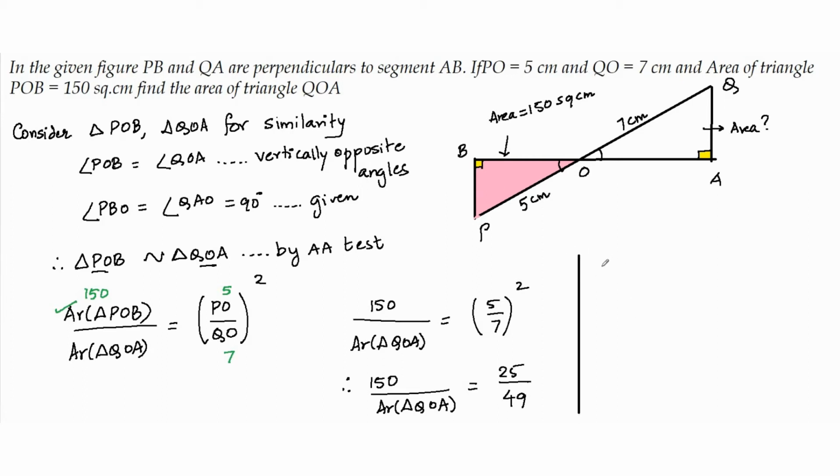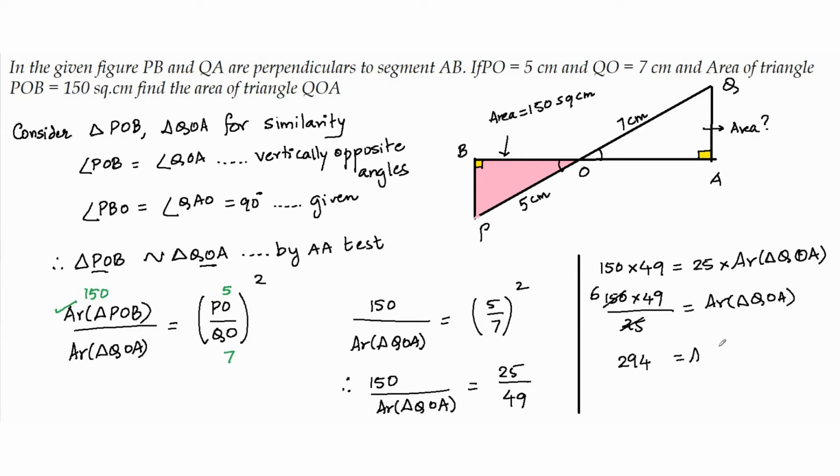On cross multiplication, I get 150 into 49 is equal to 25 times the area of QOA. That is why 150 into 49 divided by 25 is equal to the area of triangle QOA. 150 and 25 cancel 6 times, so 49 times 6 is 294, which is equal to the area of triangle QOA. Therefore, the area of triangle QOA is 294 square centimeters.